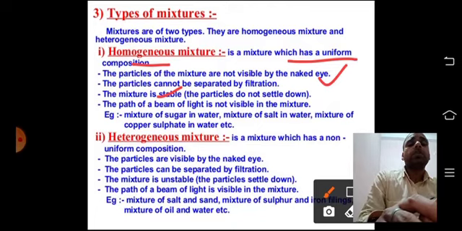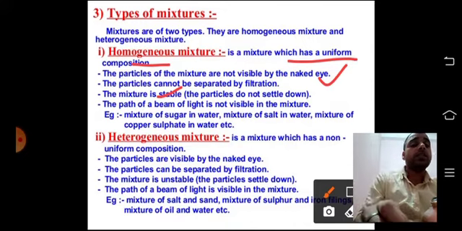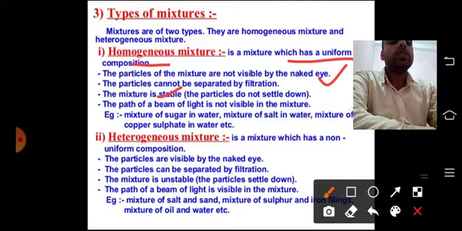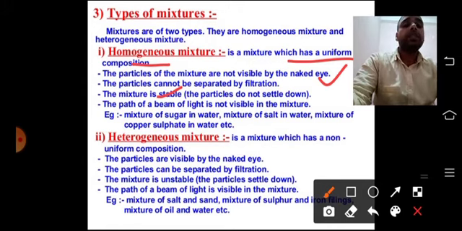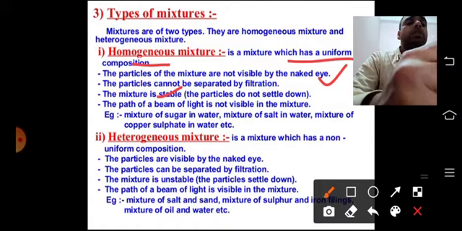Then, the path of a beam of light is not visible in the mixture, meaning light can pass directly through the true solution, so the path is not disturbed and you cannot see it in the water. A mixture of sugar in water and a mixture of salt in water are some examples of homogeneous mixtures.